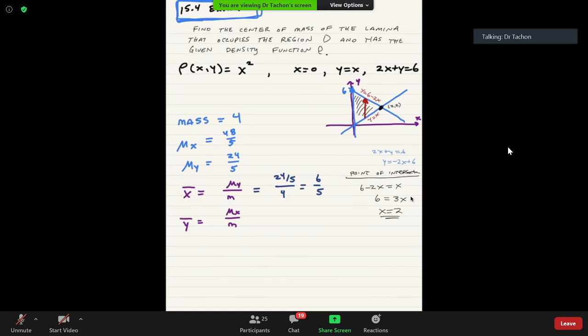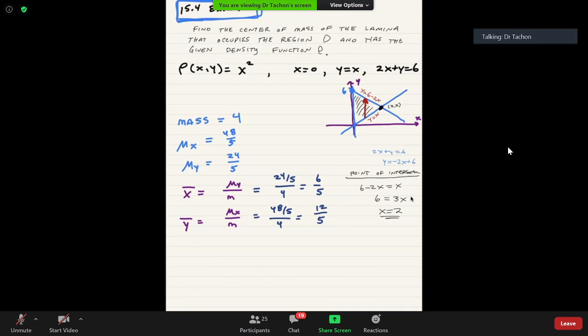Okay, and then we want the moment with respect to x. So this one's going to be 48/5 over 4. So it's 48 over 20. 48 over 20 reduces to what? 12 over 5. All right.